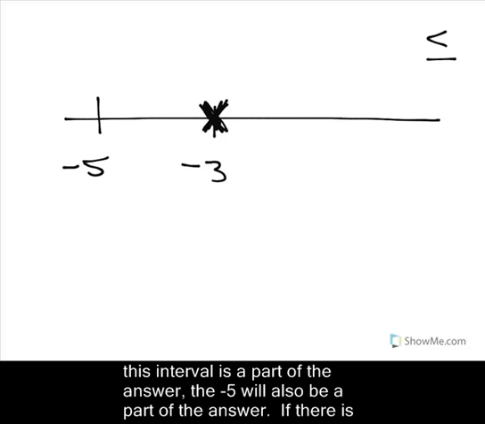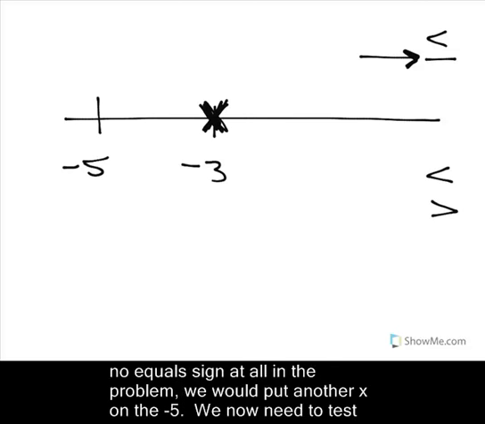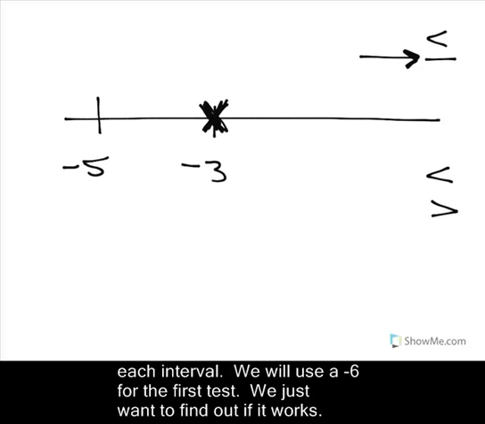Since my original problem does have an equal sign in it, if the interval that the -5 is included in ends up being a part of the answer, then the -5 is part of the answer. If there had been no inequality symbol with an equal sign in it as a part of my problem, I would put another X on that -5 and it would not be included either. So what I need to do now is test the intervals. So I'm going to pick some number lower than -5, which might be a -6, some number between -5 and -3, and some number bigger than -3.